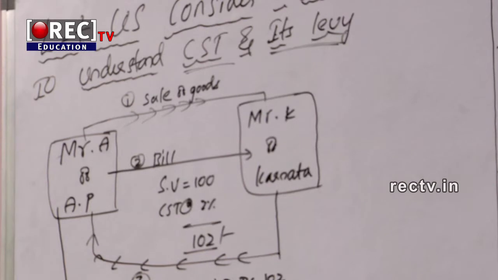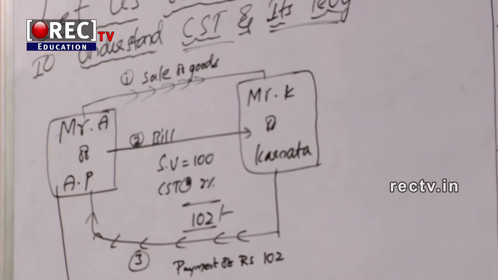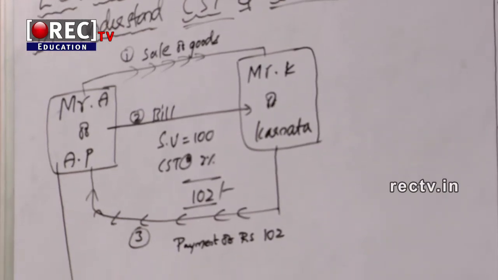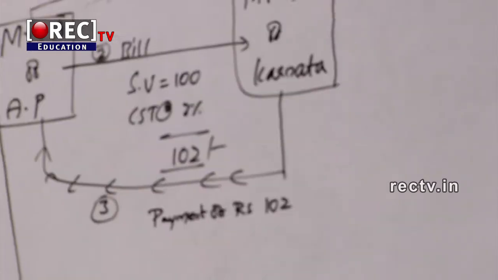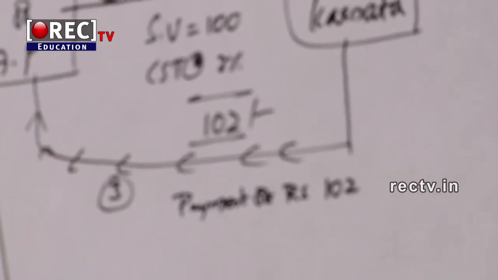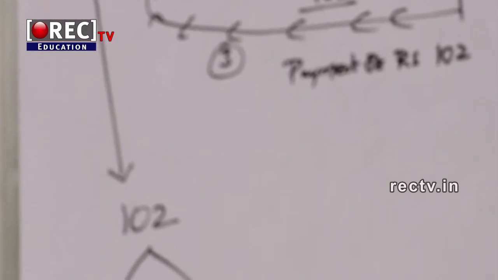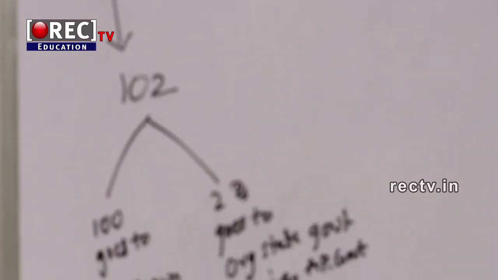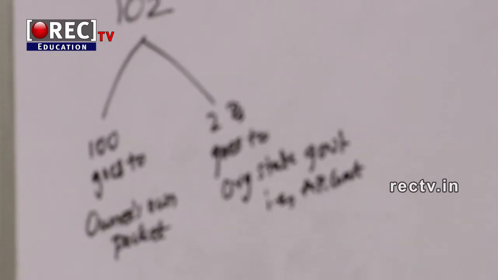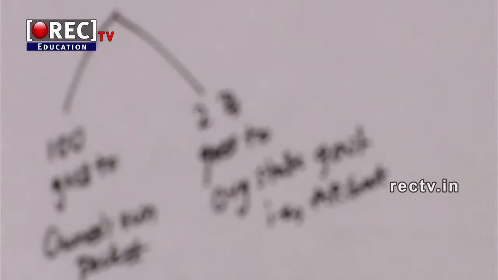So now the total amount is 102, and later Mr. K made a payment of 102 rupees to Mr. A. From that 102, 100 rupees goes to Mr. A's own pocket, and 2 rupees, that is the 2% CST, goes to the originating state government, that is, in our example, the AP account.